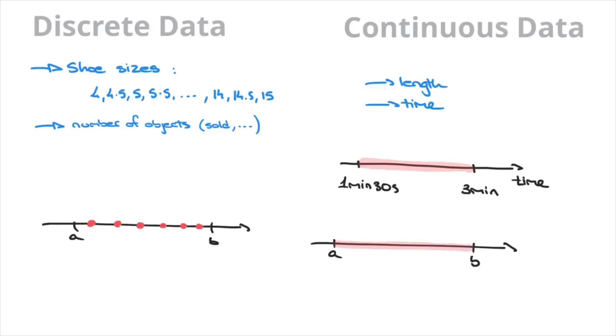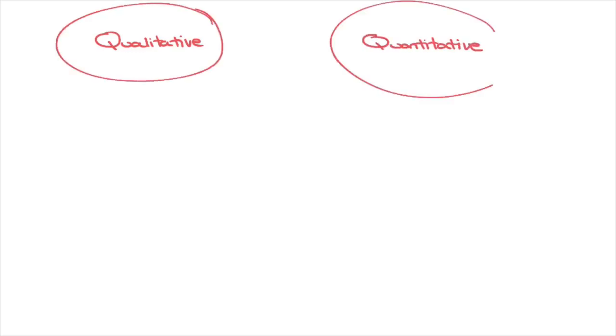And there we have it. Those are the different types of data we need to know about when studying statistics. In summary, there are two main categories of data: qualitative data and quantitative data. Qualitative data corresponds to any data that is non-numerical. That's things like colors, names, or brands.